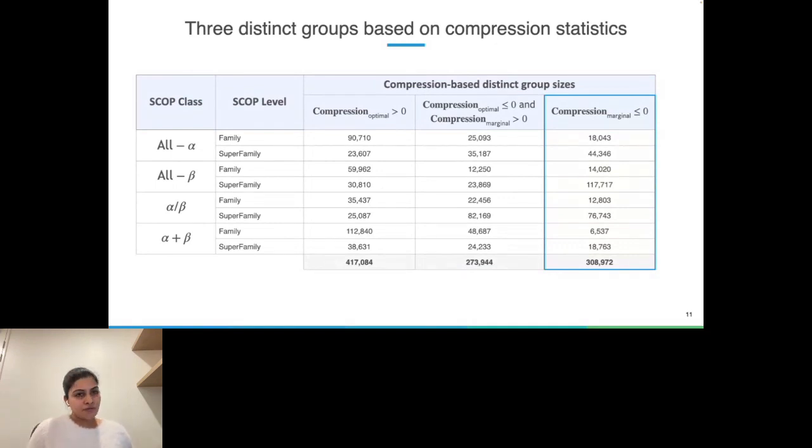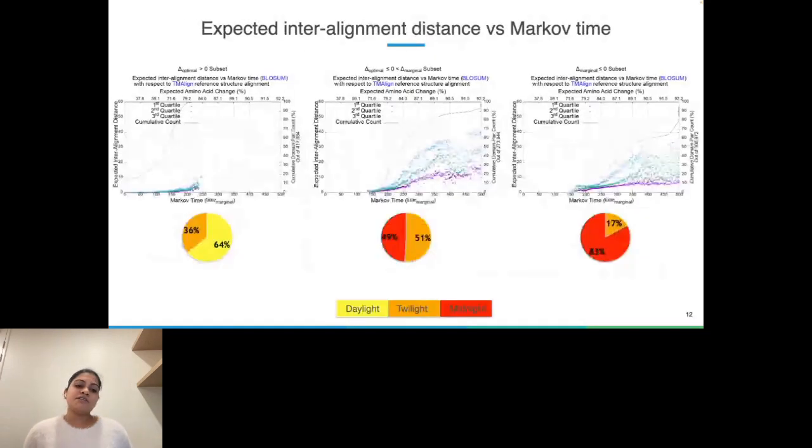But the relationship is verified from their classification in SCOPe and their structural alignment. Then we plot the variation of the interalignment distance versus Markov time for each of these groups. Here we have these plots. In the first plot, we have 64% of the domain pairs in the daylight zone and another 36% within the twilight zone. This is consistent with the observation that their single optimal alignments are reliable.